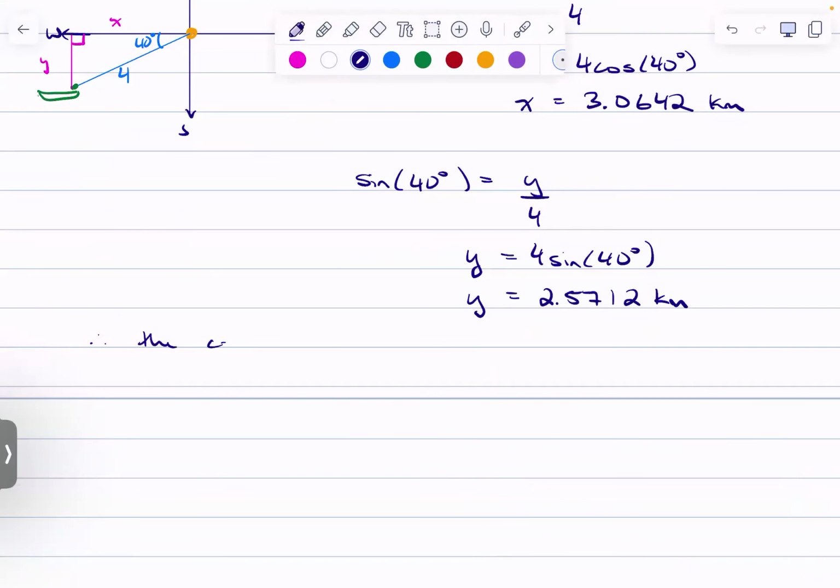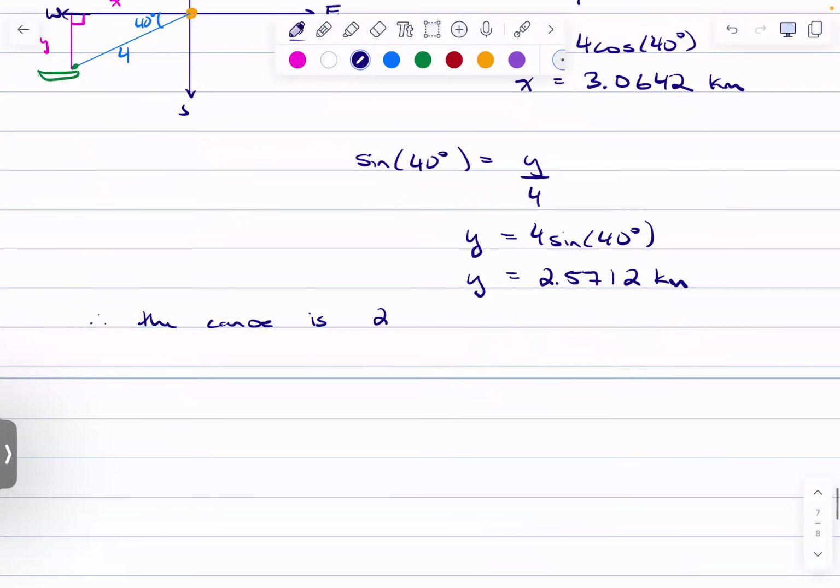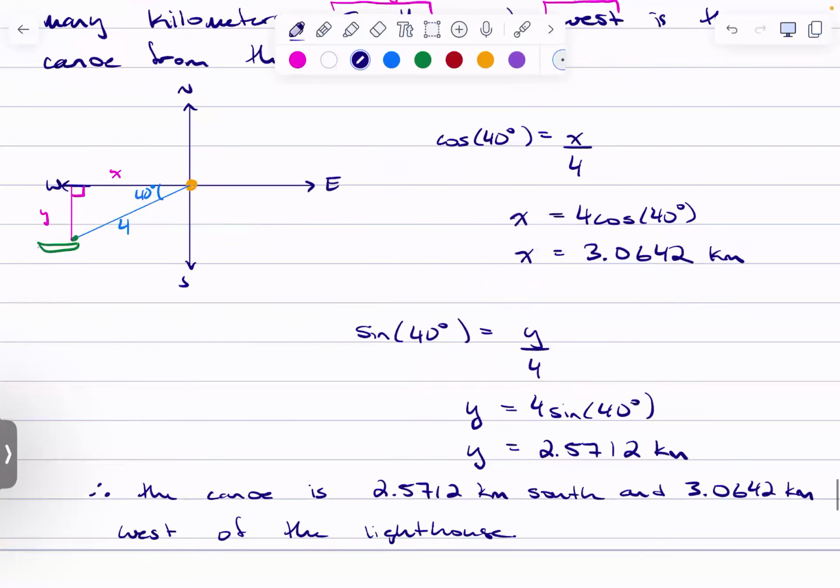Therefore, the canoe is 2.5712 kilometers south and 3.0642 kilometers west of the lighthouse. Nice.